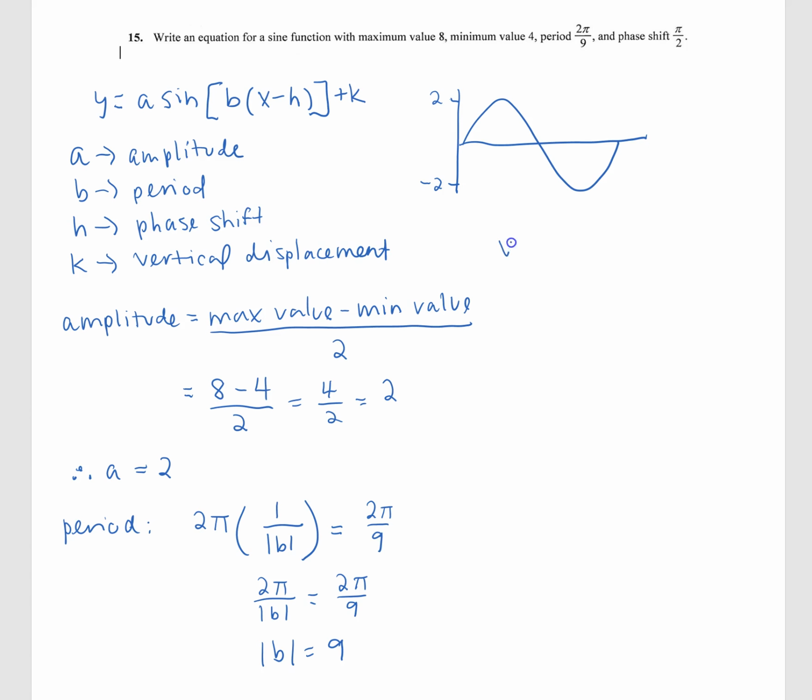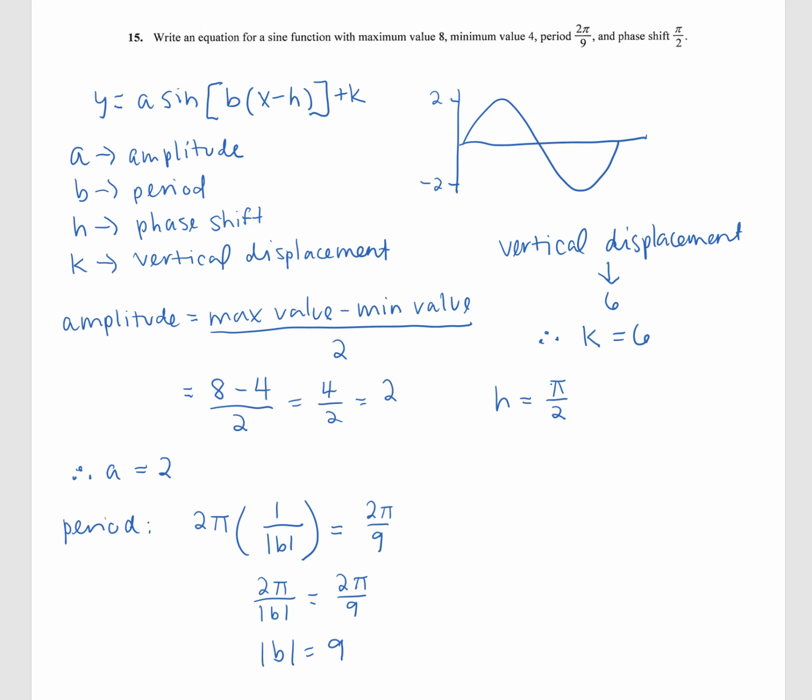So we can say our vertical displacement is 6, and therefore the variable k must equal 6, because we've gone up, so it's positive. The last thing is our phase shift, which is h. We've been told our phase shift is π/2, and that's a movement left or right. So that one's easy, and we can just say h is π/2. It's positive, so we've moved to the right.